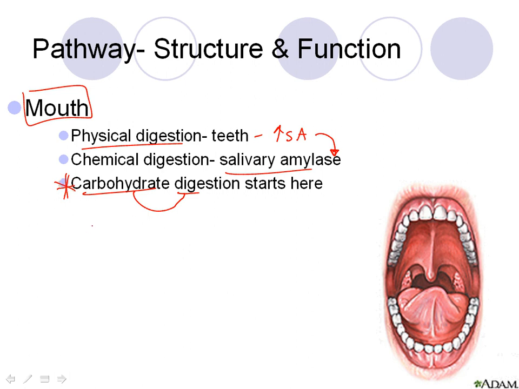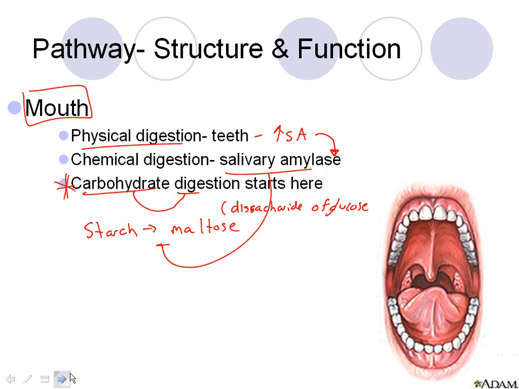So what happens is we have our starch. Amylose is another name, and it gets broken down into maltose by salivary amylase. And maltose will end up being broken down again later into glucose. So maltose is just going to be a disaccharide of glucose.